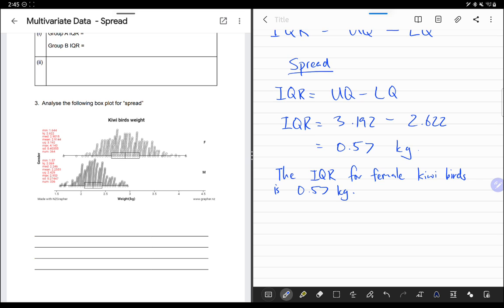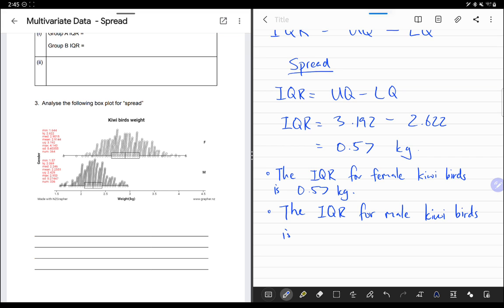That's one sentence. Boom. And we leave it there. Now let's do the same thing for the male kiwi birds. The IQR for male kiwi birds is, and then we do the same thing. We go UQ minus LQ, upper quartile minus lower quartile.